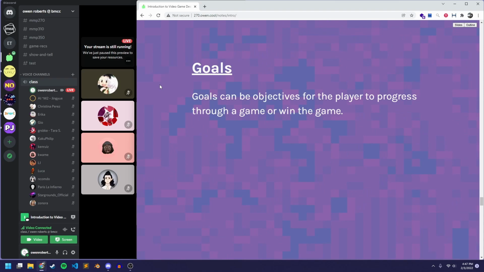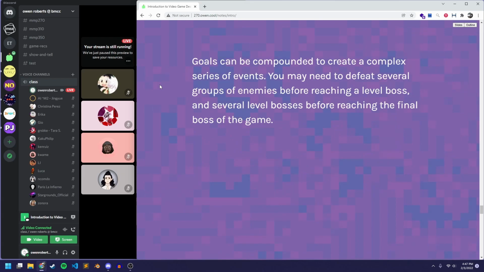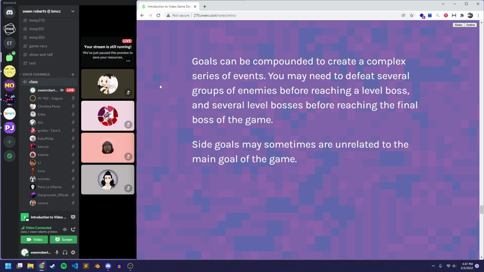So goals can be objectives for the player to progress through the game or win the game. Many games have one goal and a bunch of side goals, like side missions. Goals can be compounded to create a complex series of events. So a lot of games that have more of a narrative structure, like an RPG, might give you a whole bunch of goals that you have to do before you can get to the main goal. Sometimes those side goals are unrelated. You can have a side mission that you don't actually have to finish to beat the game, but it will still be there for entertainment or for a special reward or some other value.